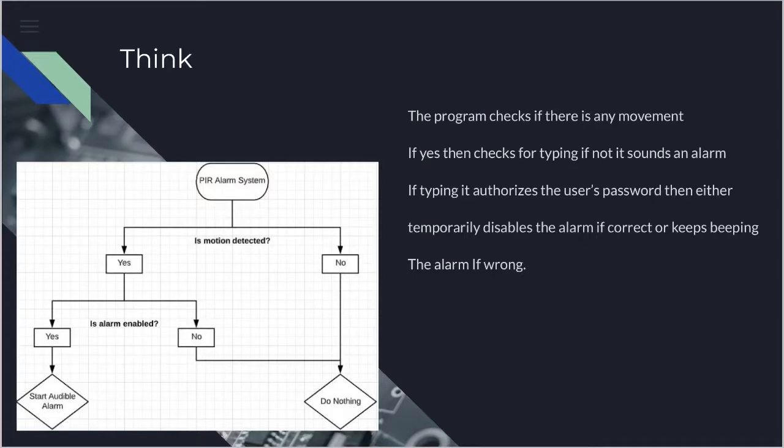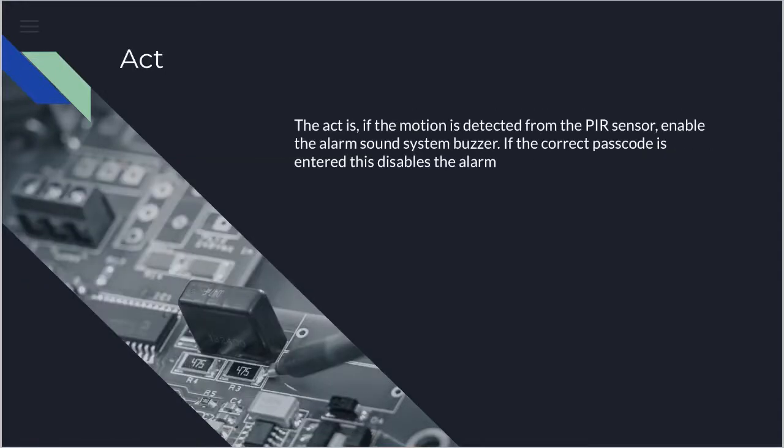Is motion detected? No, it does nothing. Yes, it enables the alarm. The act is, if the motion is detected from the passive infrared sensor, enable the alarm and sound the buzzer. If the correct password is entered, this disables the alarm.